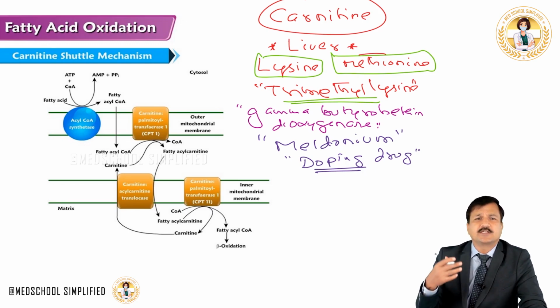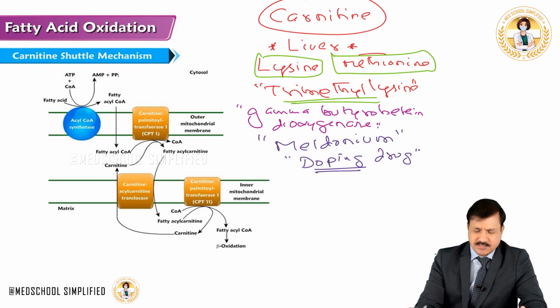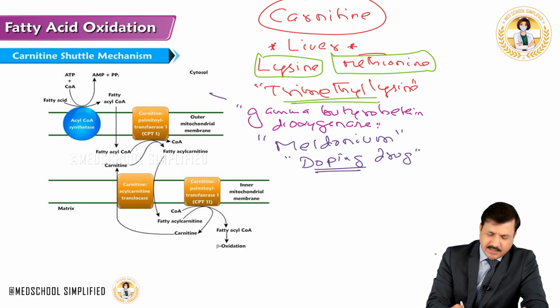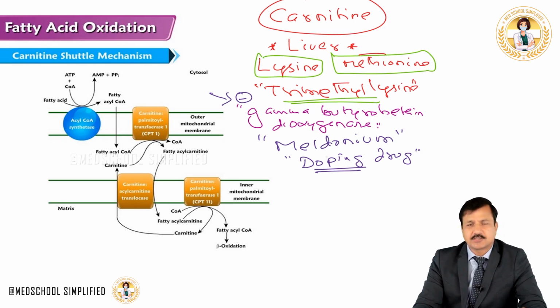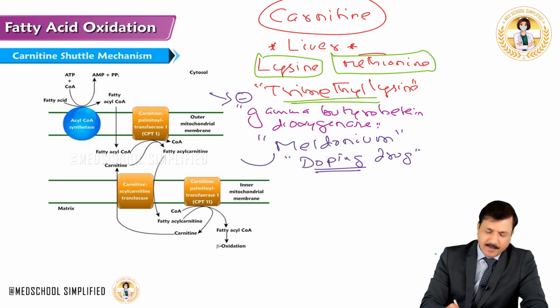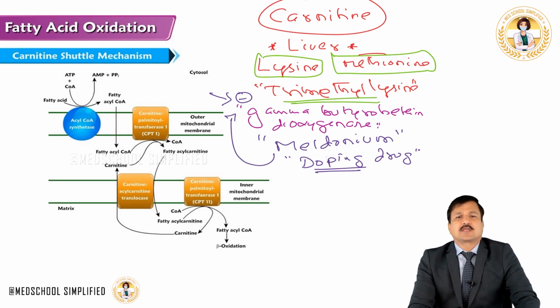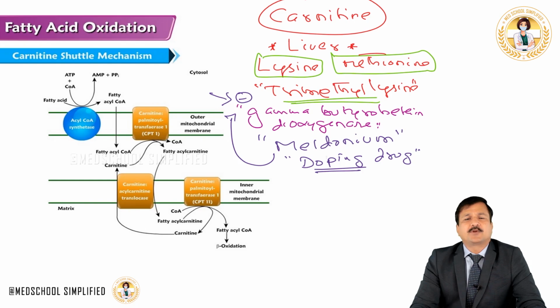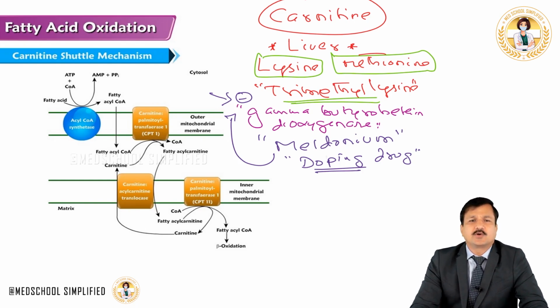What it does is inhibit gamma-butyrobetaine dioxygenase. That is why I was mentioning this enzyme here. Gamma-butyrobetaine dioxygenase is inhibited by meldonium, which hydroxylates butyrobetaine into carnitine. So this is the enzyme that helps in the synthesis of carnitine, and that is inhibited by meldonium.